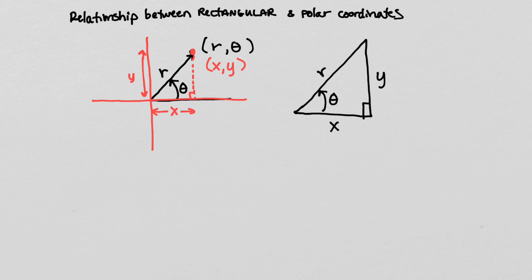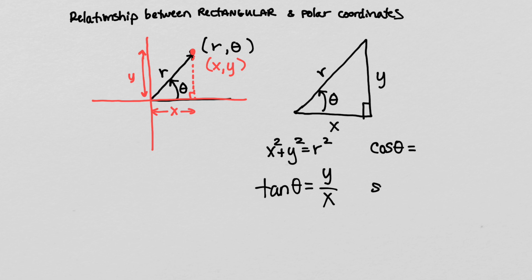What's the Pythagorean theorem? A squared plus b squared is c squared. Do it for my triangle, Drew. What's my triangle Pythagorean theorem going to say? X squared plus y squared equals r squared. Awesome. Absolutely. What's my tangent? Y over x. What's my cosine? What's my sine?